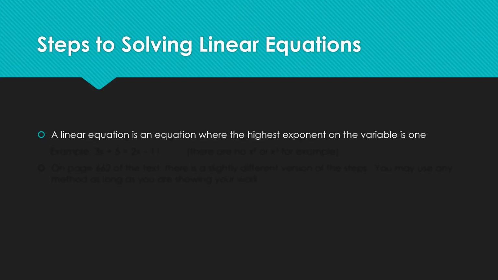So, a linear equation is an equation where the highest exponent on the variable is 1. So for example, we're going to have 3x plus 5 equals 2x minus 11. That's a linear equation. There's no x squareds or x cubes. There's just x to the first power as the highest exponent.